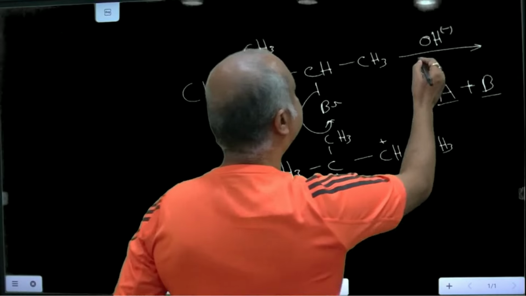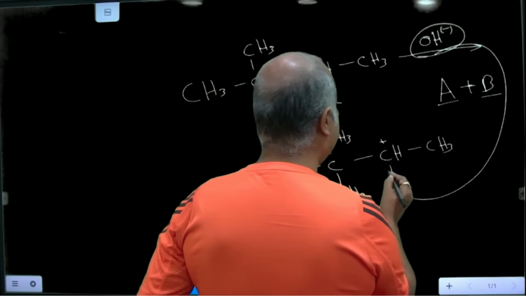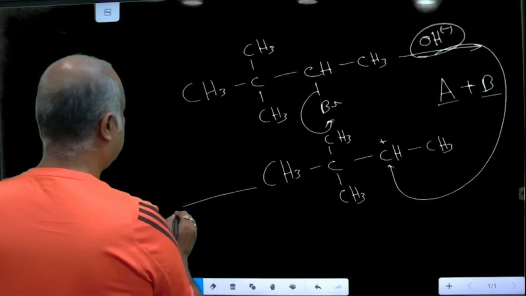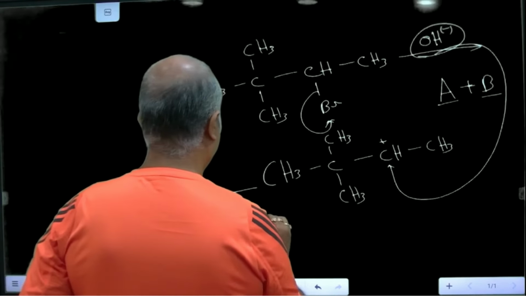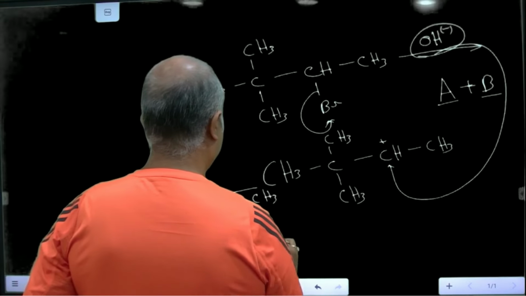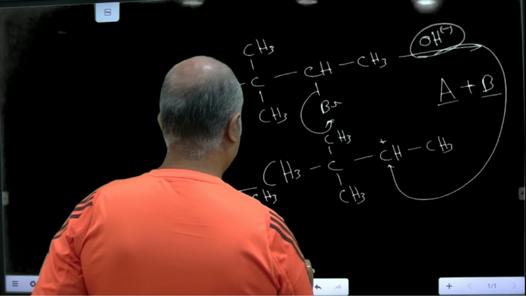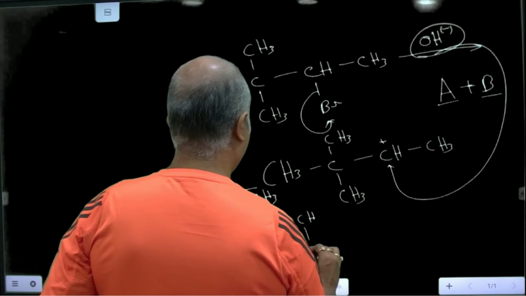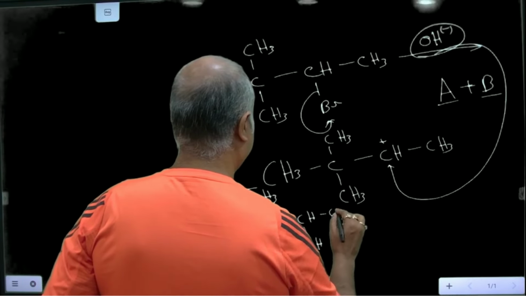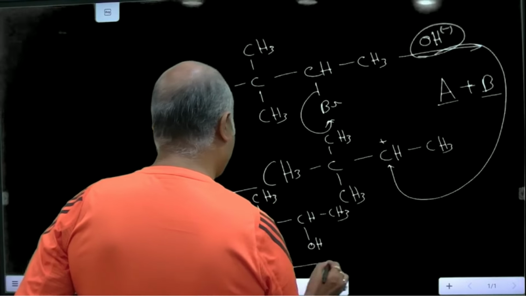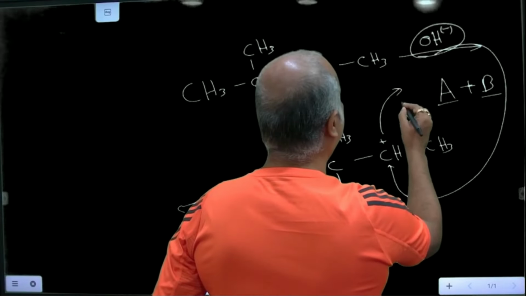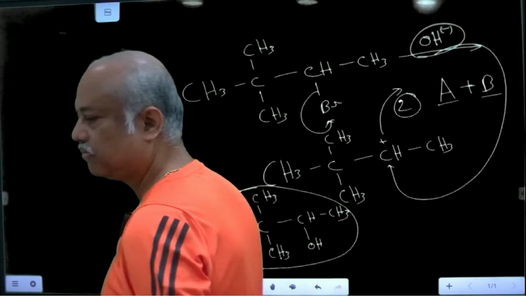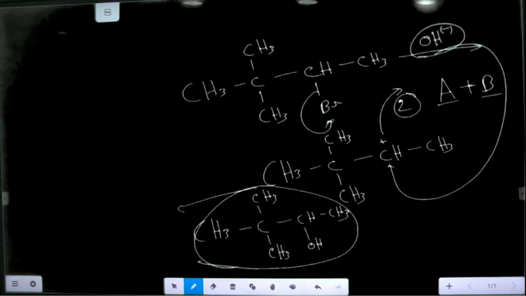And OH minus can attack. So this will produce CH3, CH3, CH, OH and CH. That is the minor product due to the less stabilized 2-degree carbocation.